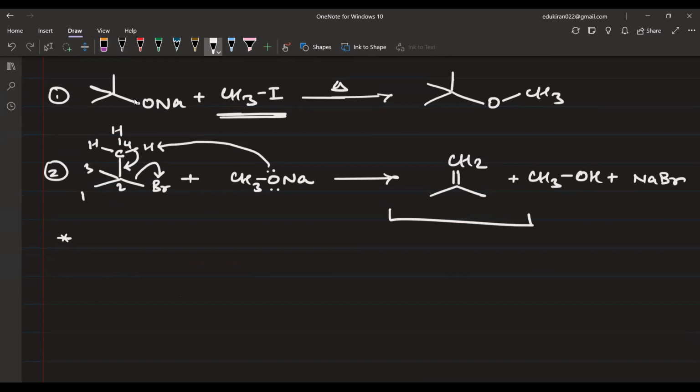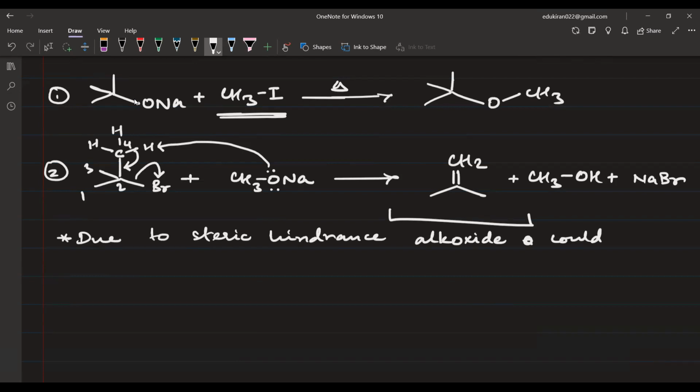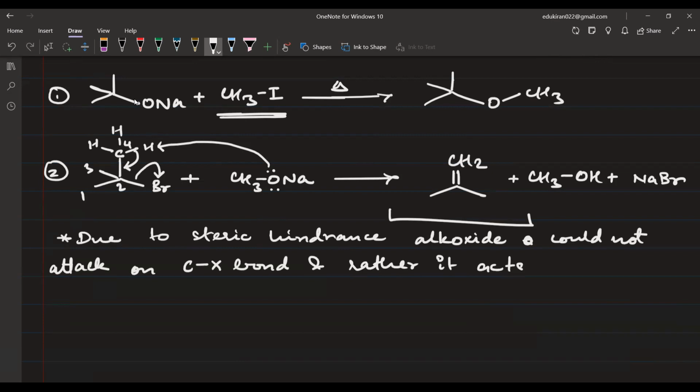You'll write here: due to steric hindrance, alkoxide could not attack on the C-X bond and rather it acts as a base and forms alkene.